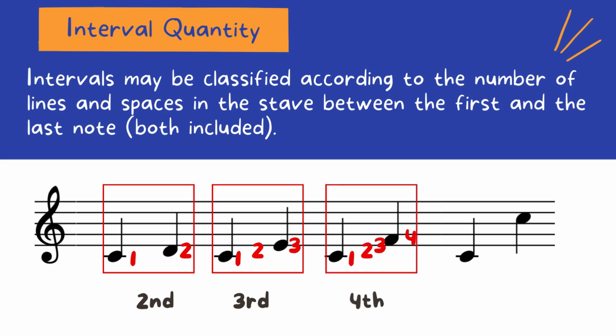A fourth interval spans 4 steps. In the example, it starts on C on the first ledger line, followed by a space, a line, and then F on the first space. This pattern continues until we reach an octave. An octave interval, 8VE for short, means there are 8 steps between the first note, C on the first ledger line, and another C on the third space.